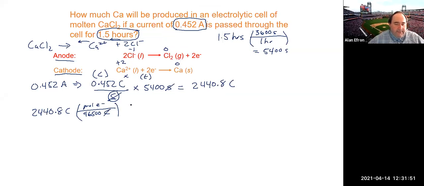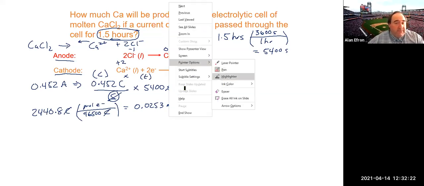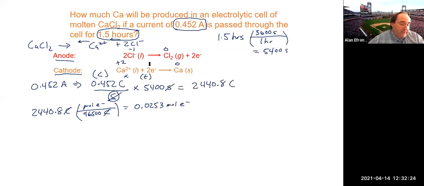Coulombs are going to cancel, and that will get us, we'll call it, 0.0253. All right, so now that I have moles of electrons, this is where our half reactions are going to come into play. Now that I know the moles of electrons, I'm interested in how much calcium we're going to produce.